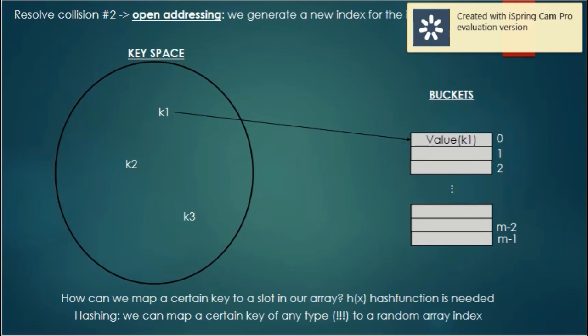Another method is open addressing. We generate a new index for the item. For example, key 1 is going to be mapped to array index 0 and key 2 is going to be mapped to m minus 3. Key 3 is going to be mapped to the same index, array index m minus 3, which just means that there is a collision. We would like to store two values in the same array index. So in open addressing, we generate a new index for the item because we have come to the conclusion that this array slot is not empty. We consider the next available array slot, which is index m minus 2.